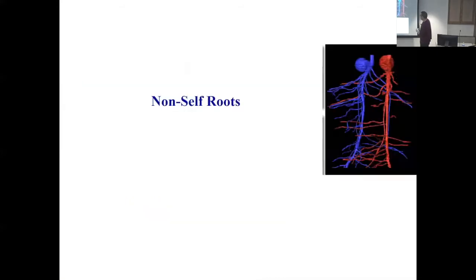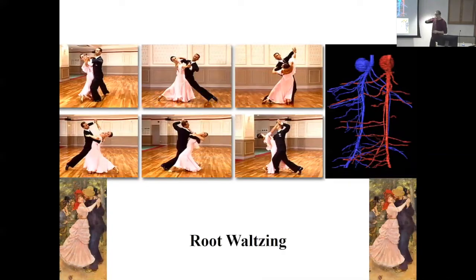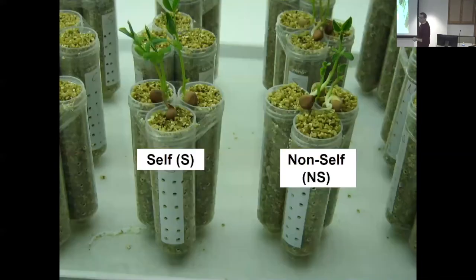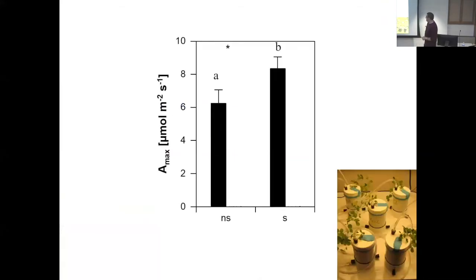So the next thing to do, this is a CAT scan of a non-self root, when you take an x-ray. And if you go to Vienna and talk about it, this is what it reminds you of. I didn't get inspiration yet for Ithaca for this, but I'll get it in the next talk. So these are our plants. This is self and non-self. And then we measure root length: in the non-self it is significantly decreased versus the self. Photosynthesis is also significantly decreased.